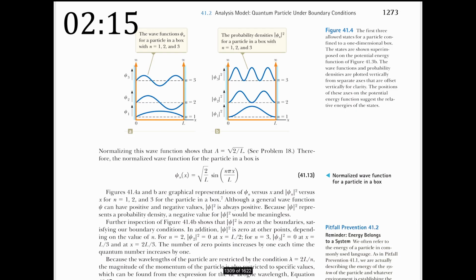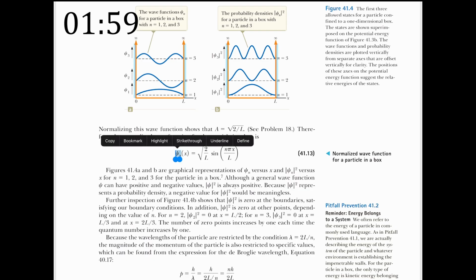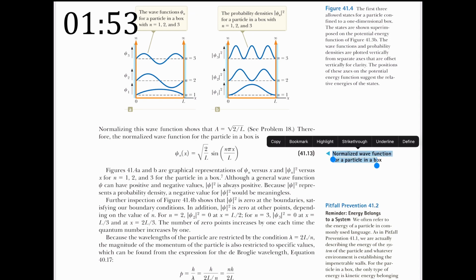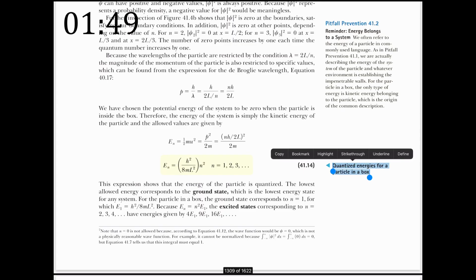Ooh, these almost look like standing waves. Maybe these ones here are standing waves, but this reminds me of when you pluck a guitar string, the string does something like this. And we have some kind of function here. I'm assuming this function describes all of the little waves that we see in these pictures up here. Normalized wave function of a particle in a box.